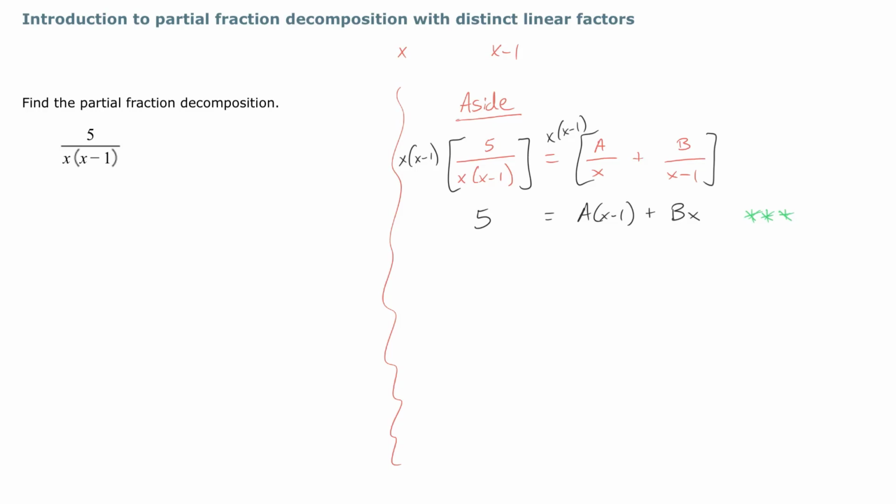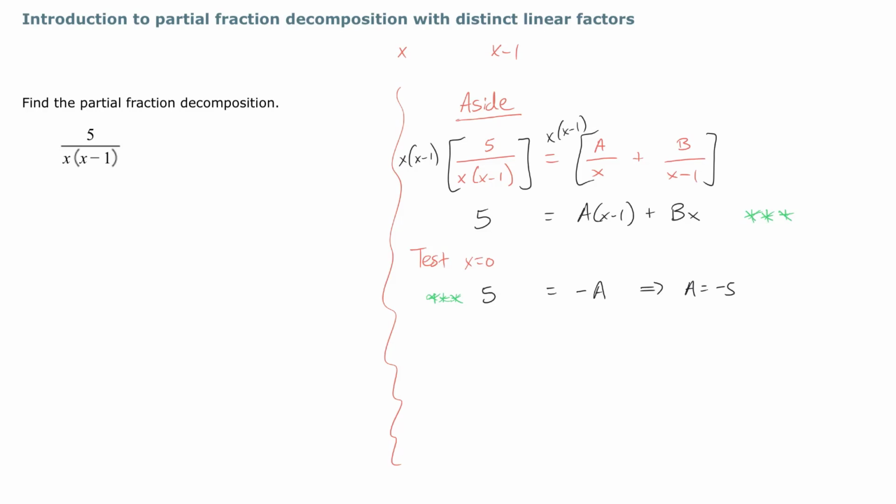Because we have linear factors, we are going to test values to get these missing variables. And the missing variables are actually A and B. Now this equation is true for all x values. So we're going to test certain x values to get A and B. We're going to test, let's say, x equals 0. If you test x equals 0, what does the triple star equation become? It becomes 5 is equal to negative A. And then we have 0 times B, of course, is 0. So we got A. A is equal to negative 5.